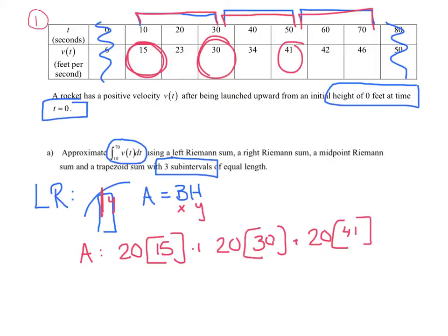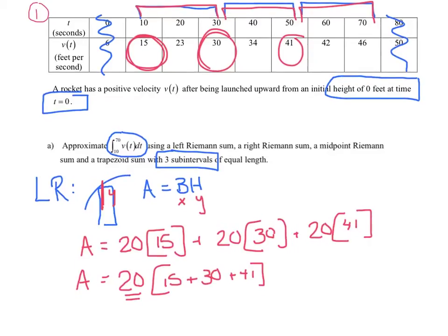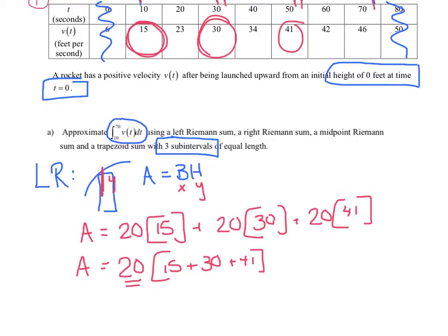Now this is typically a non-calculator question, so just take your time multiplying, etc., and we'll figure that answer out. I just wanted to remind you, because those bases were equal, you could have just said 20 times the 15 plus 30 plus 41, and that only works if you have equal bases. Alright, so we have our left hand down. Let's go get our right hand Riemann sum.